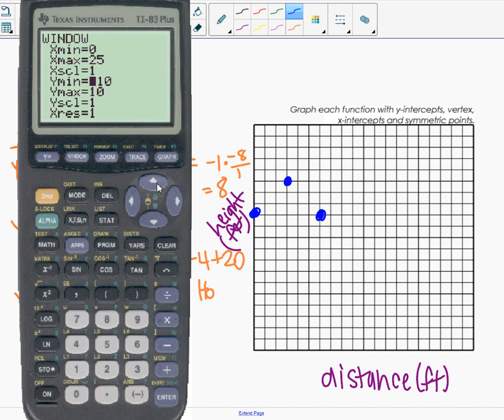The scaling means obviously scaling your graph. How often do you want a point plotted? And we'll just leave it at 1. 0 to 25 isn't bad. Now with your y's, we're starting at 0. And then let's think about height.